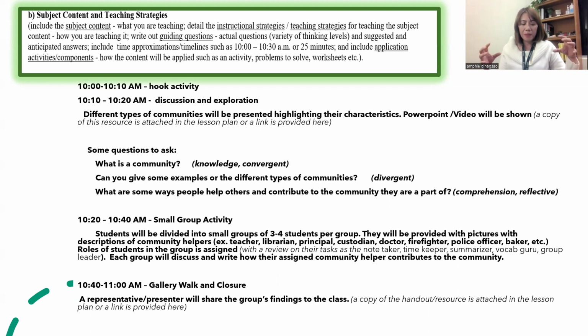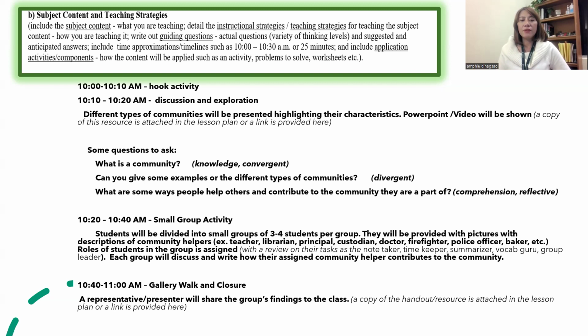different people play a different role in the community, and that makes the community a good place because we each have a role. It's also nice because they can recognize and then they know already, and in the future, this is the start of them also reflecting on what they want to be in the future. So 10:40 to 11, they'll do a gallery walk.